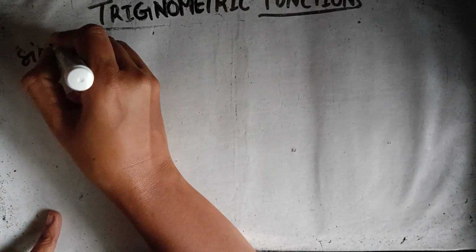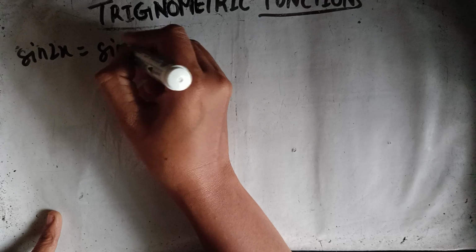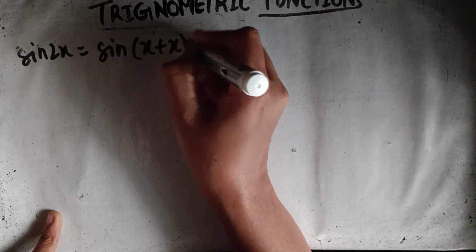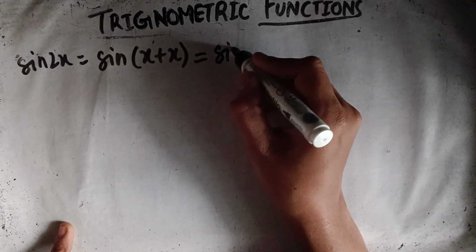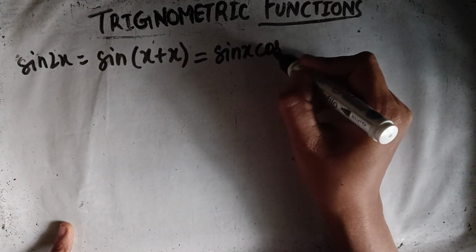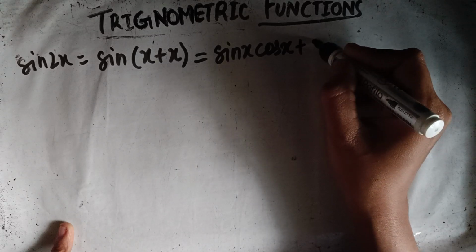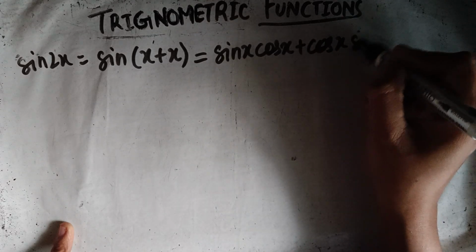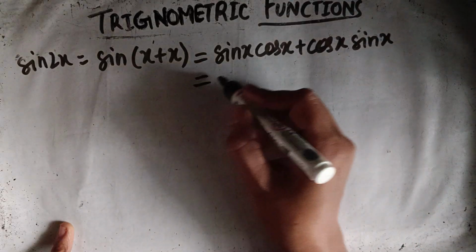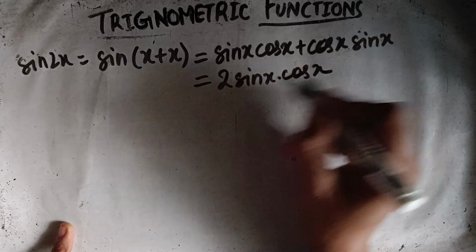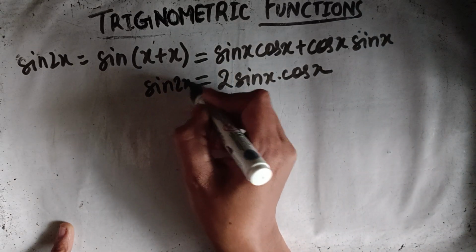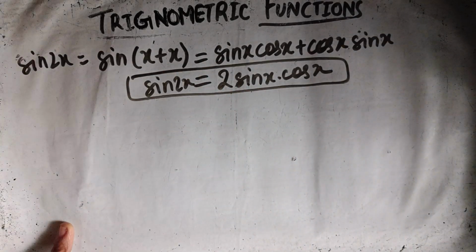Sin 2x, we can write it as sin of x plus x. So this is sin(a plus b), which is sin a cos b plus cos a sin b. So both are the same, so it will be 2 times sin x into cos x. So this identity is sin 2x.